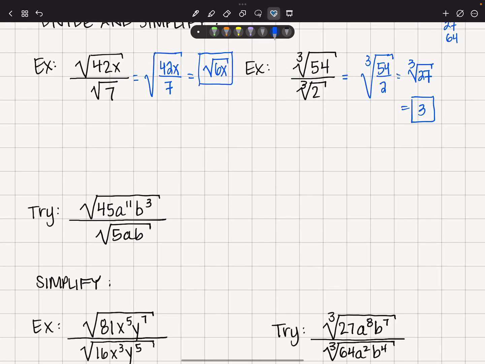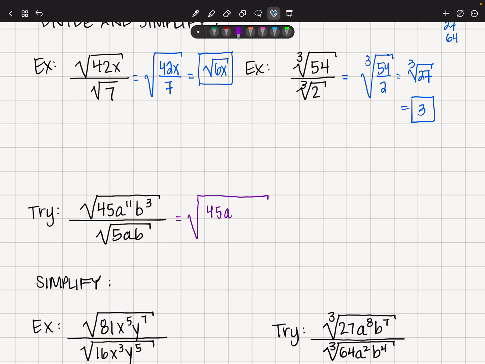So you go ahead and try this next problem right here, the square root of 45a to the 11th power b to the 3rd power, divided by the square root of 5ab, and see what you get. The first thing that you're going to want to consider doing before you hit pause is rewriting this under one radical, because the index in the numerator is the same as the index in the denominator. Press pause, try it, and then come back when you're ready to check your answer.